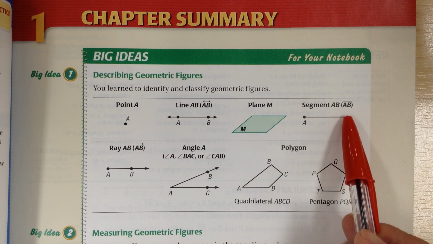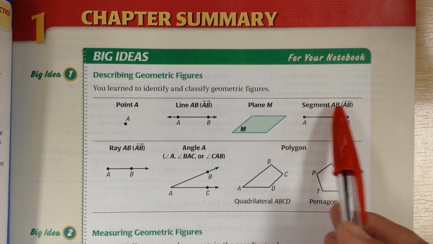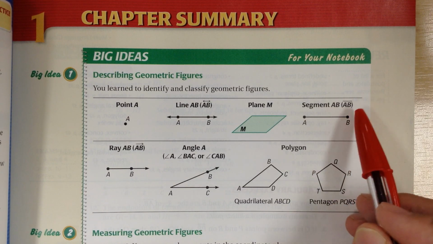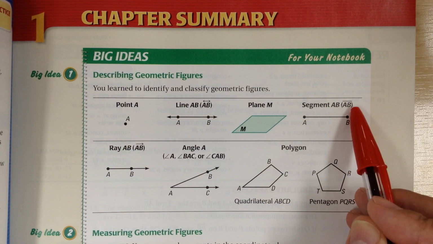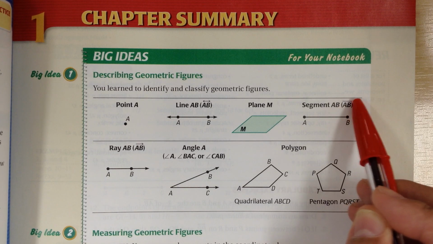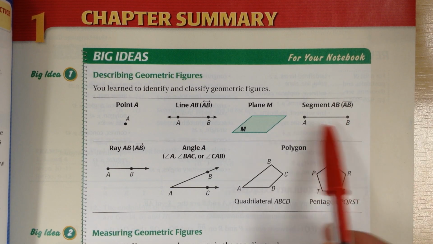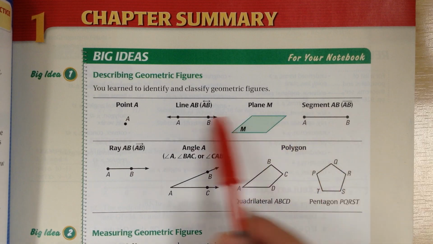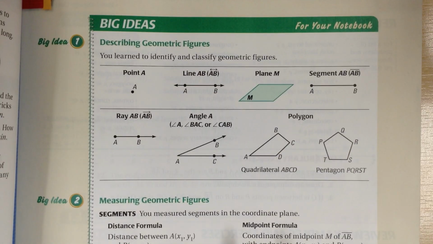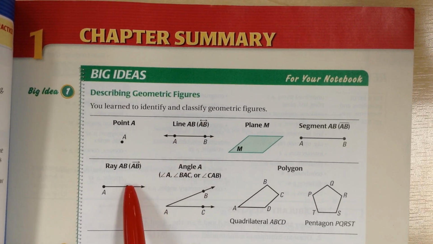And this is a segment AB. So again, this is how you say it, segment AB, and this is how you write it. So for a segment, you write the two endpoints with a segment bar above it. So make sure you know the difference between the segment and the line. Okay. The next one is the ray.